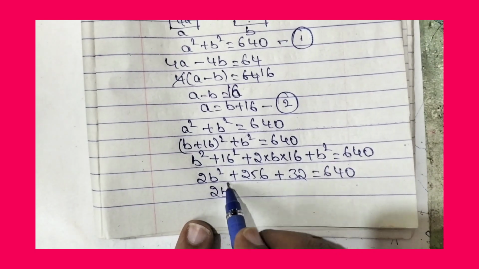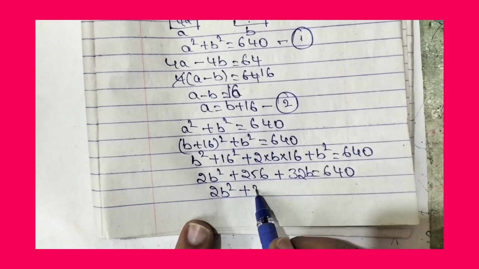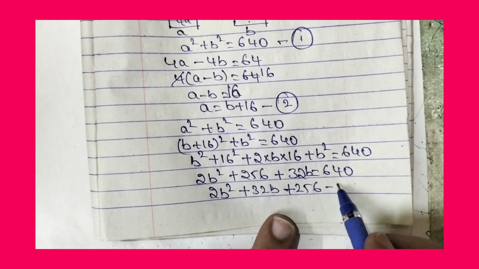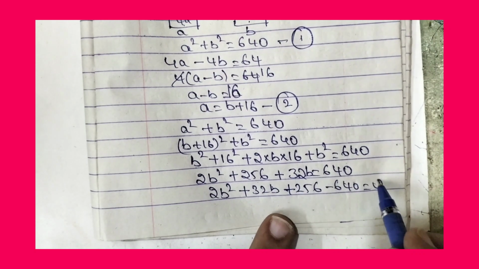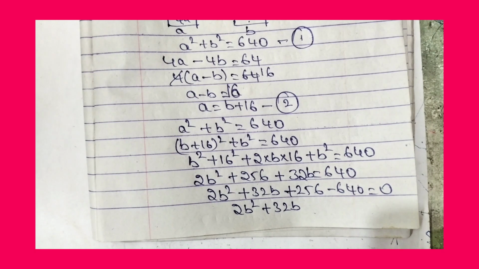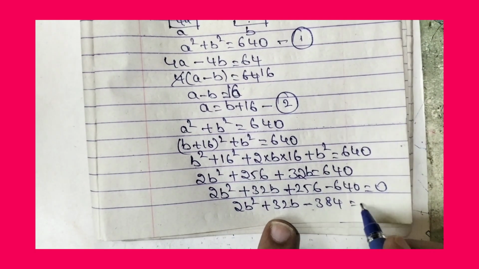So 2b square plus 32b plus 256. You bring 640 to this side, it will become minus 640, which is equal to 0. So from 640, if you subtract 256, it will be equal to minus 384, which is equal to 0.